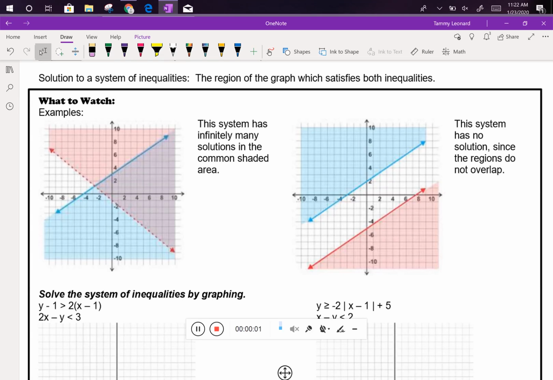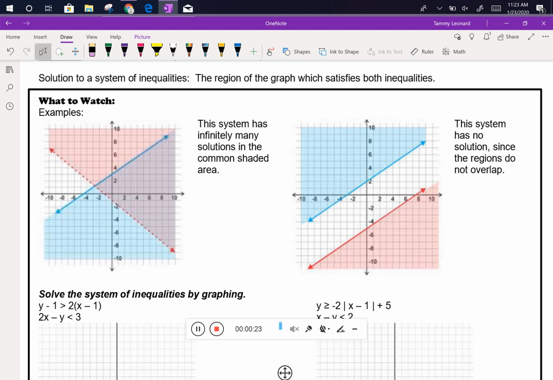In the last lesson, we looked at individual inequalities, whether they were linear or absolute value. Today, we're going to look at systems of inequalities. So what we're looking for with the solution is the shaded region that satisfies both of the inequalities in the problem. So we'll often describe that as being the overlapping region.